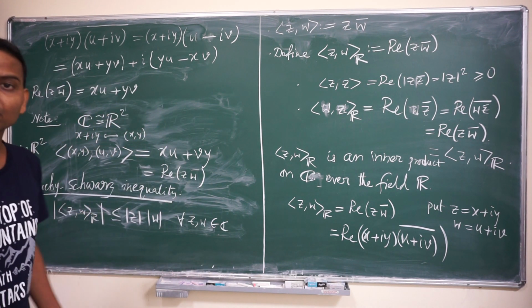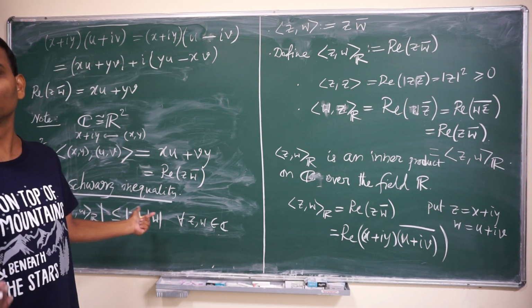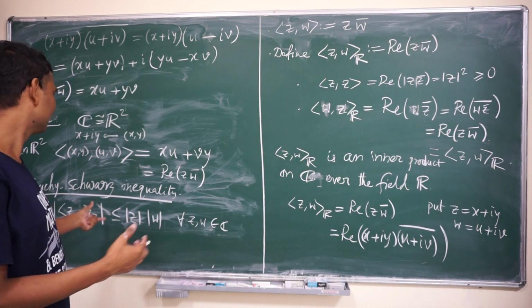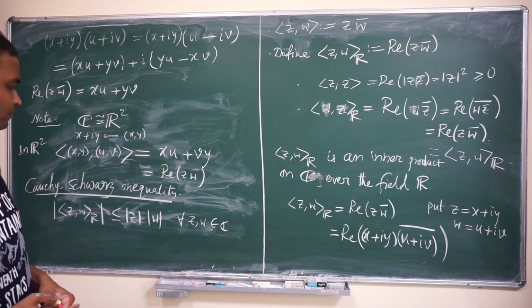And this is not an equality now. This is a valid inequality. It's not necessarily equality all the time. So it will be equality when this z and w are a real multiple of each other.